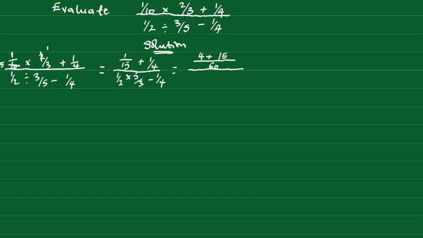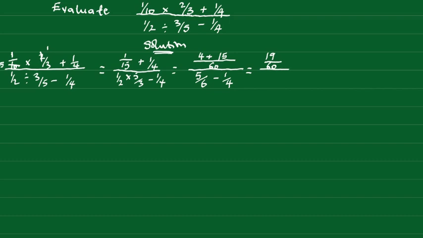We have 1/2 times 5/3. So we have 1 times 5 gives us 5, 2 times 3 gives us 6, minus 1/4. So we'll continue solving. 4 plus 15 gives us 19, so I have 19 over 60.